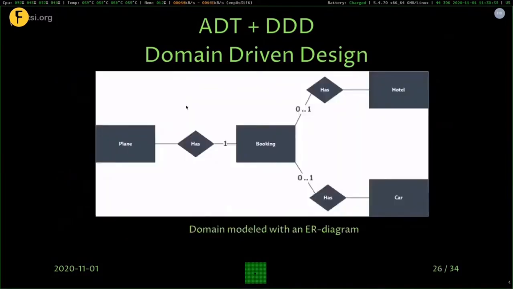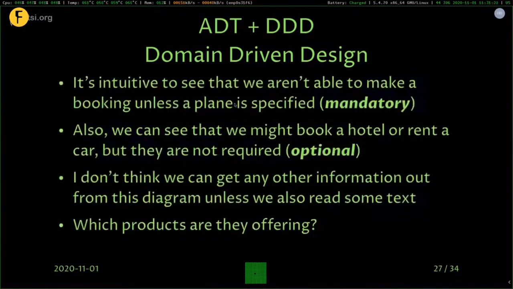What we can see, if we understand ER diagrams, is that in order to do a booking, we need to have a plane, right? This is why the one is specified. But we can also see we need to book a plane, but we really don't need to book a hotel because it can be either zero or one, and it's the same with a car, right? So mandatory, we need to book a plane when we do a booking, but we could book a hotel or rent a car. This is optional.